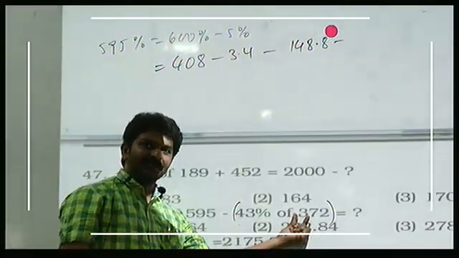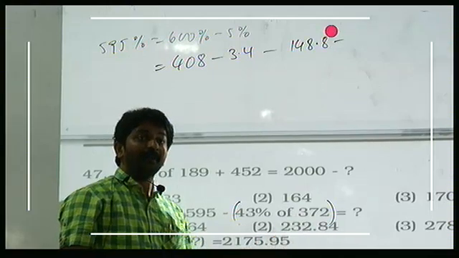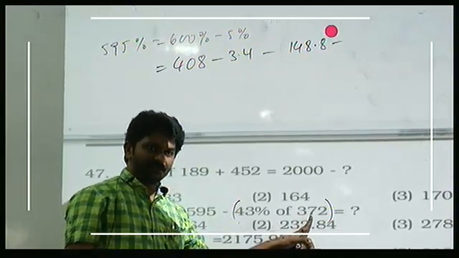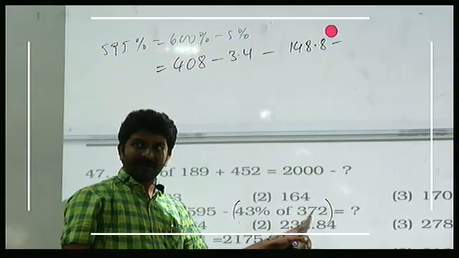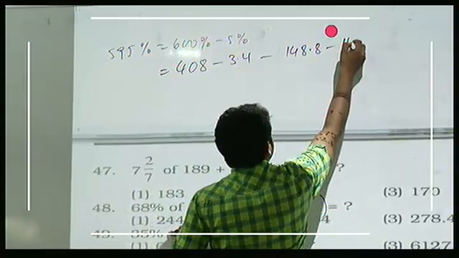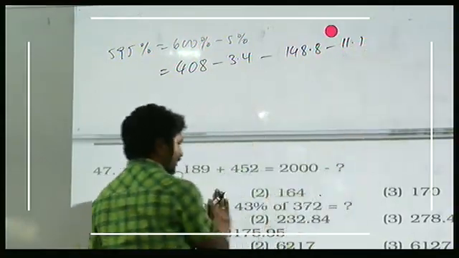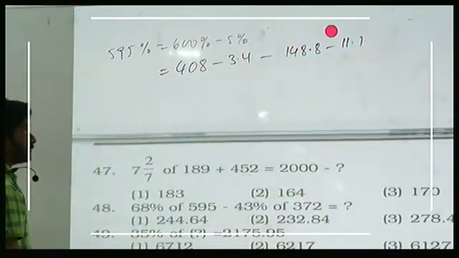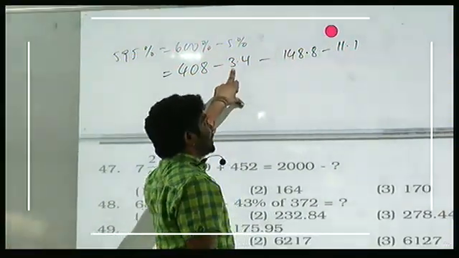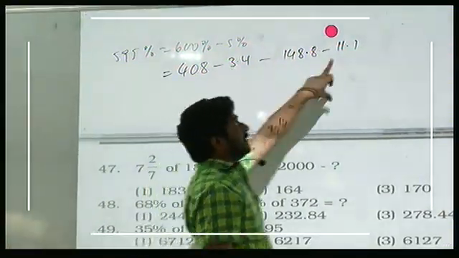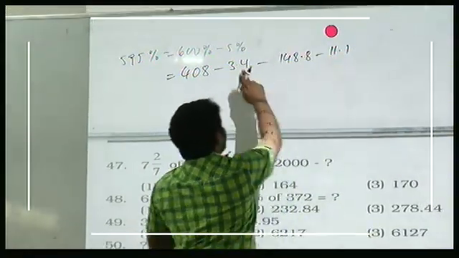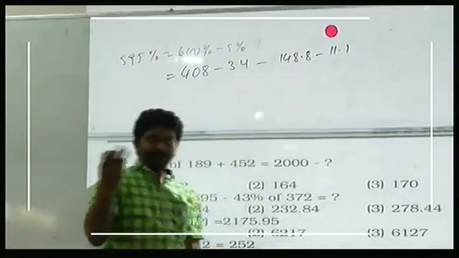3 times of 3.7 is 11.1. 3 3 is 9. 7 3 is 21. That is 2.1. 9 plus 2.1 is 11.1. You can treat it as 11.1 or 11.2, whatever. Don't worry about it. Let's add all negative numbers. 148 plus 3, 151, plus 11, 162. And then after decimal you have definitely more than 1.